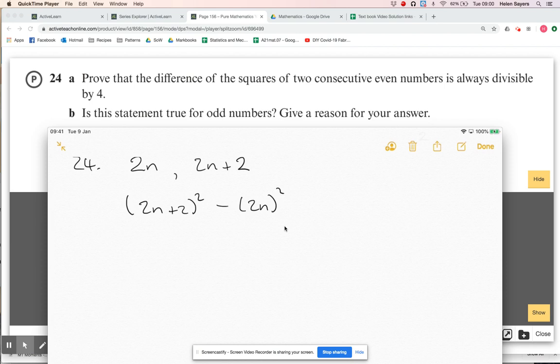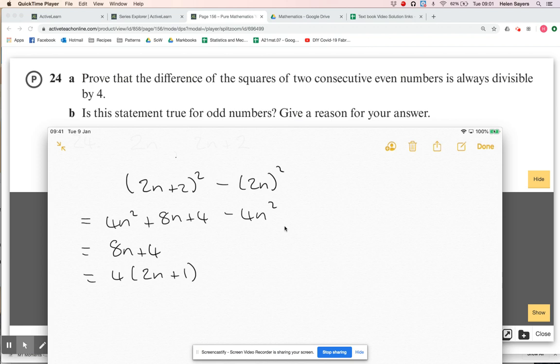So 2n plus 2 all squared is going to be 4n squared plus 8n plus 4. Don't forget that means 2n plus 2 times 2n plus 2. And then 2n all squared is going to be 4n squared. So the 4n squared minus the 4n squared is going to cancel. And we are trying to show that that is always divisible by 4. So whenever they ask you to show that something is divisible by whatever, take that out as a common factor.